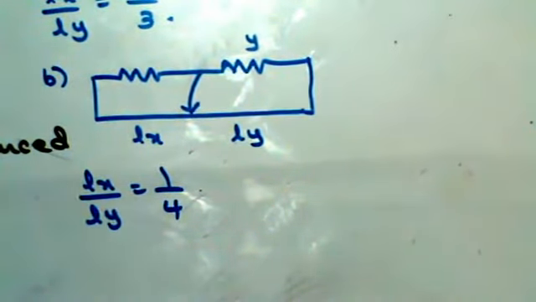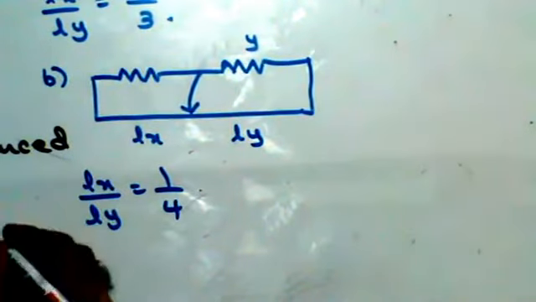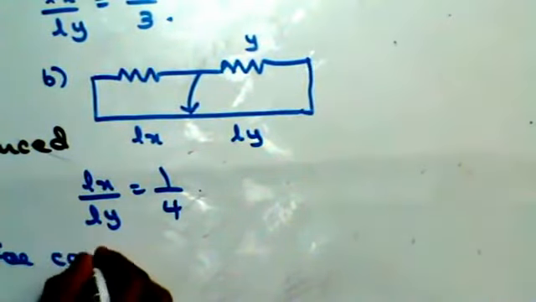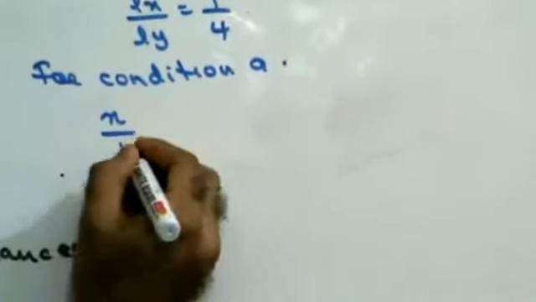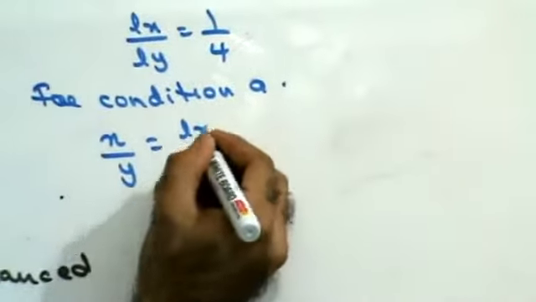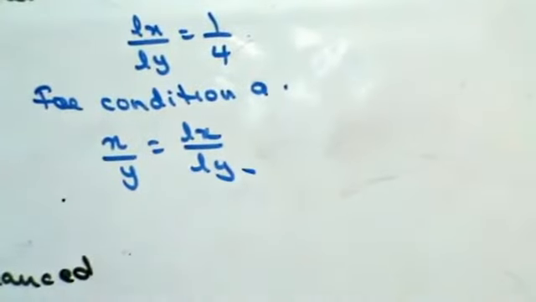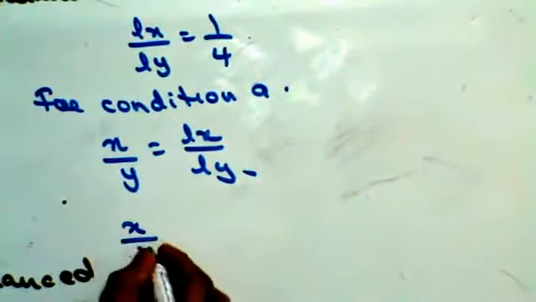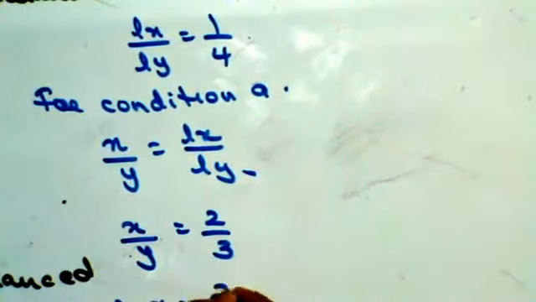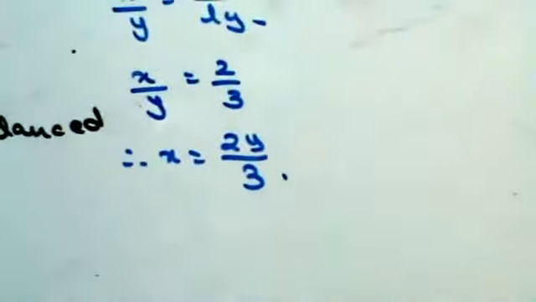Interesting, sir. I can say for condition A, x upon y should be equal to Lx upon Ly since the bridge is balanced, but the value of Lx upon Ly we know is 2 upon 3. So x upon y should be equal to 2 upon 3, in which case x is 2y upon 3.